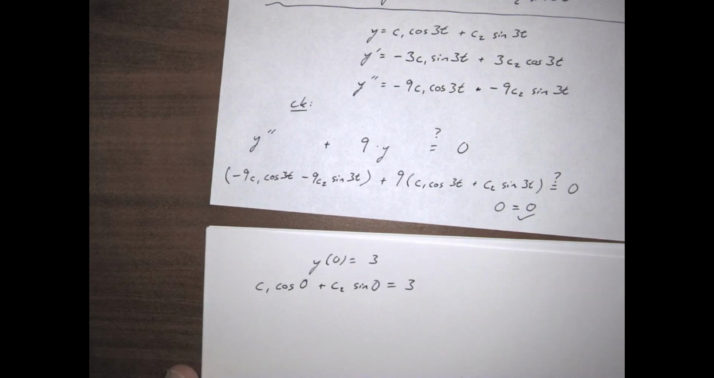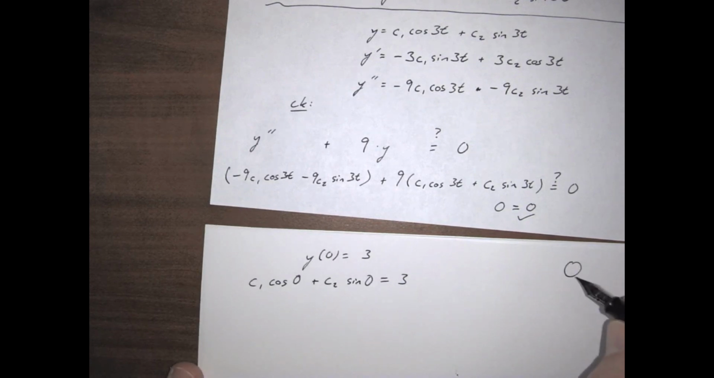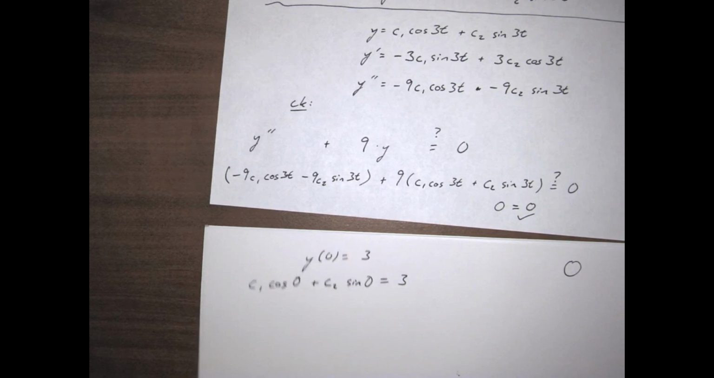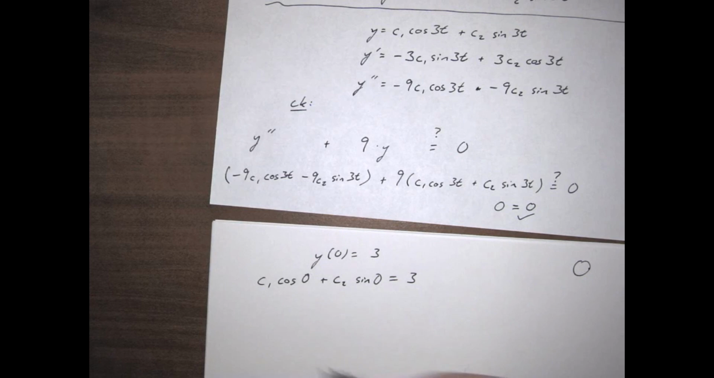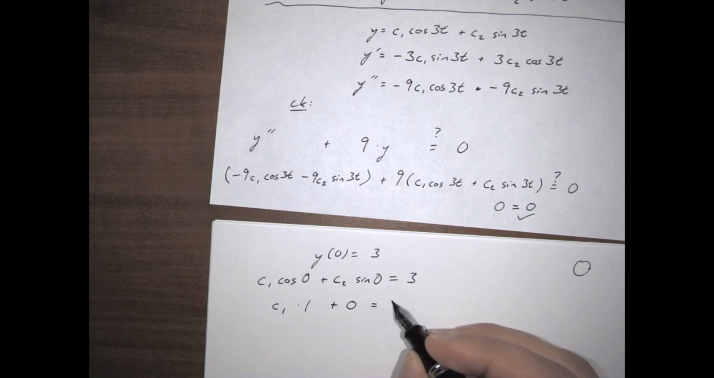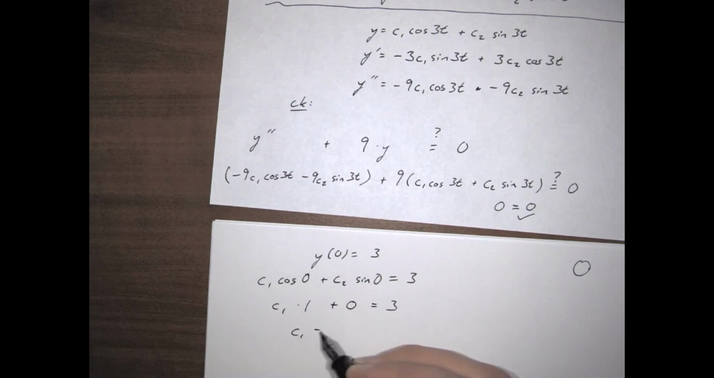Now you have to remember what the deal is with cosine and sine each at 0. And if you ever forget, you can just remember the unit circle is nature's little calculator. Remember that sine represents the y value, cosine represents the x value, and it starts right here, and you go around the circle. So the initial x value is 1, the initial y value is 0. So that means we have c1 times 1 plus 0 equals 3. So in other words, c1 equals 3.